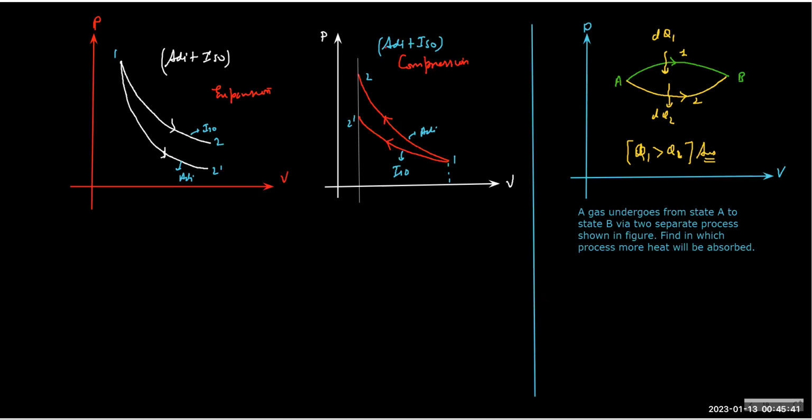Now you have to check the area under the graph because it's PV graph, right? In the PV graph, we must check the area. So area under the first path is much bigger than area under the second path, right? So more area means more work means more heat absorbed. So I think we are done with most of the graphical problems from the standard process, the process which are well known to the world.